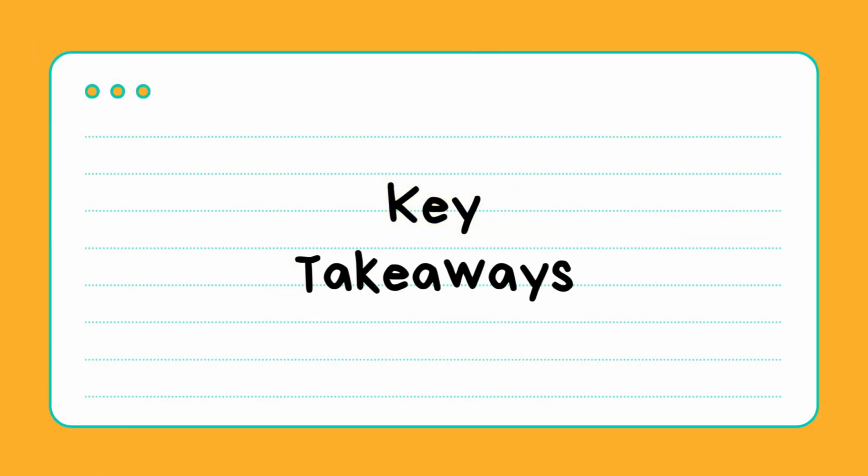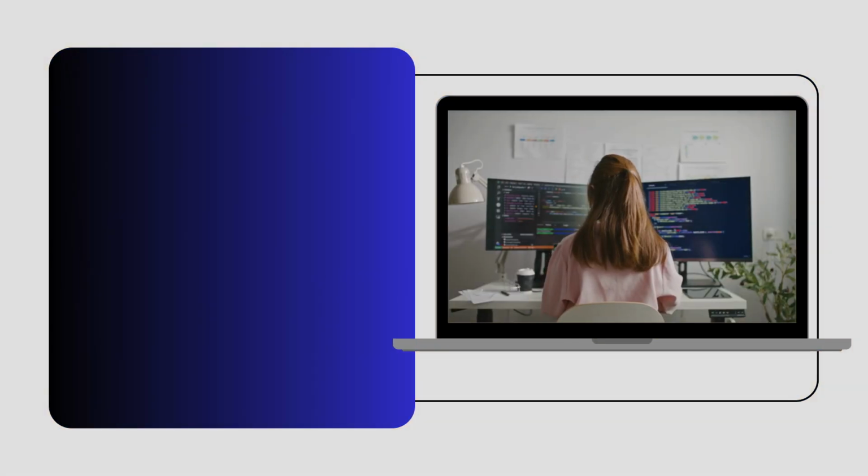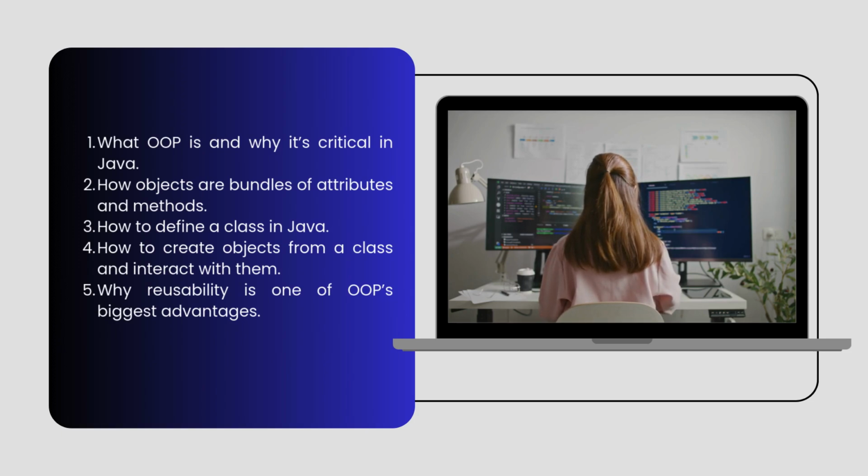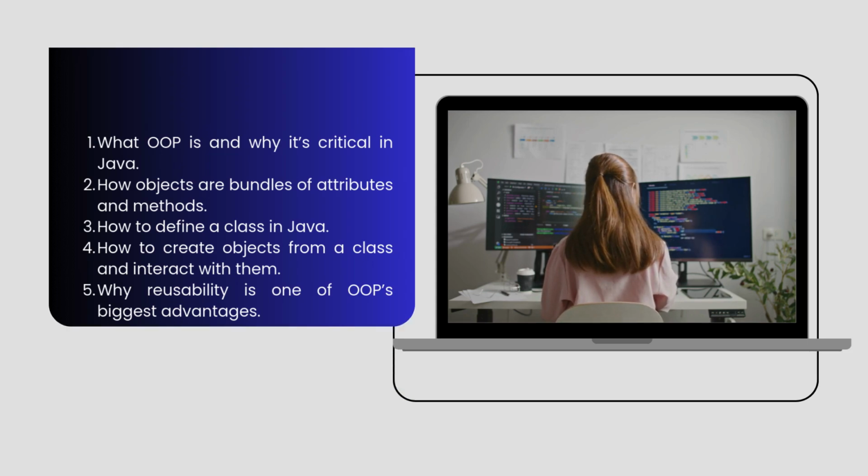Key takeaways. Today, we've covered what OOP is and why it's critical in Java. How objects are bundles of attributes and methods. How to define a class in Java. How to create objects from a class and interact with them. Why reusability is one of OOP's biggest advantages. Remember, understanding this foundation will make everything else in Java much easier, from building games to complex enterprise applications.